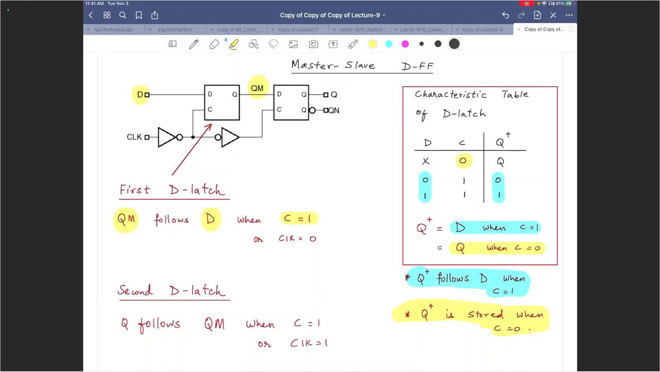How am I writing that? I'm simply writing that based on the statement that I wrote here. Q plus follows D when C is 1, right? So QM, for the first latch, QM follows D when C is 1. I can say the same thing, C is 1, by saying clock is 0, right? Because clock and C are complements of each other because of the presence of the NOT gate. So C is 1 is the same as clock is 0. So I can say QM follows D when clock equals 0. You guys agree with that for the first latch?